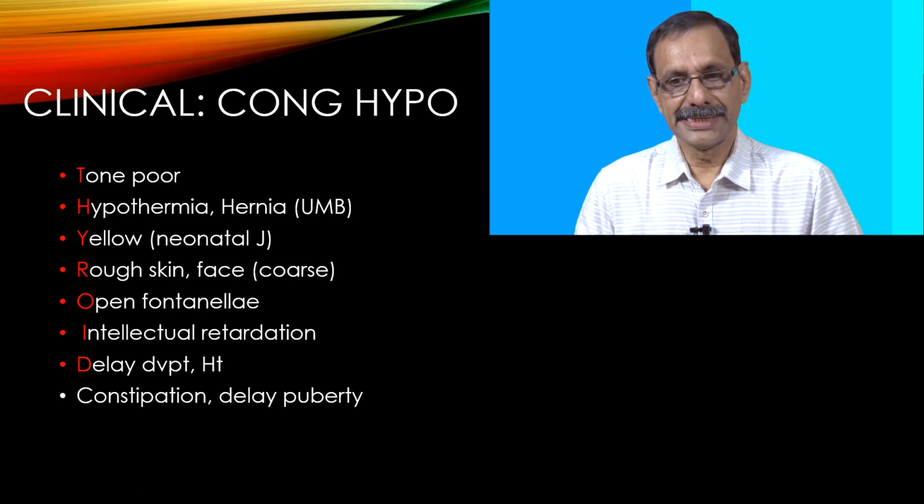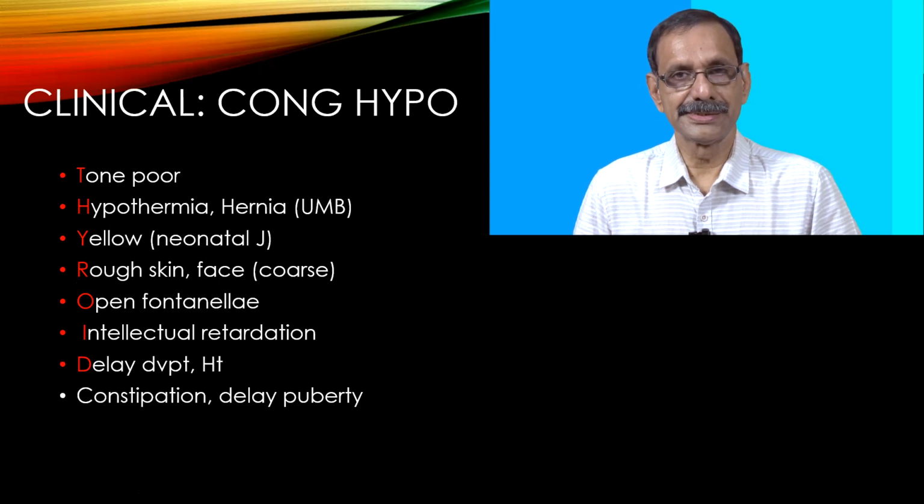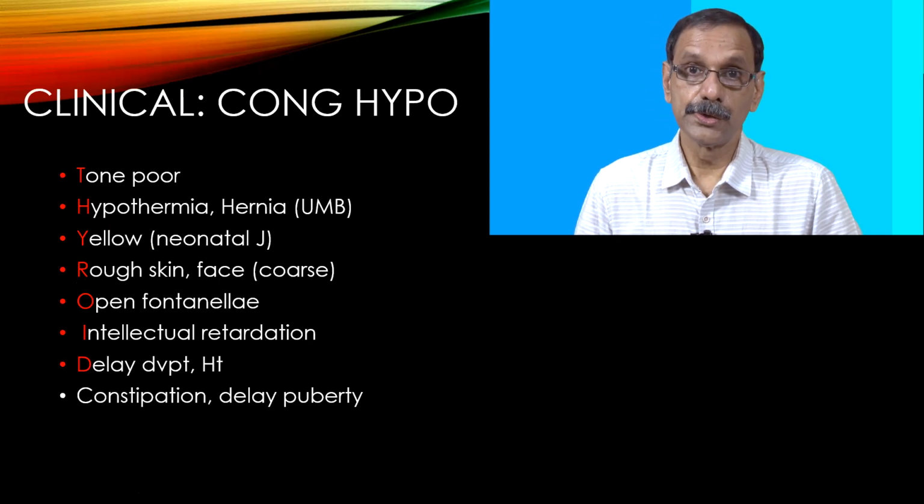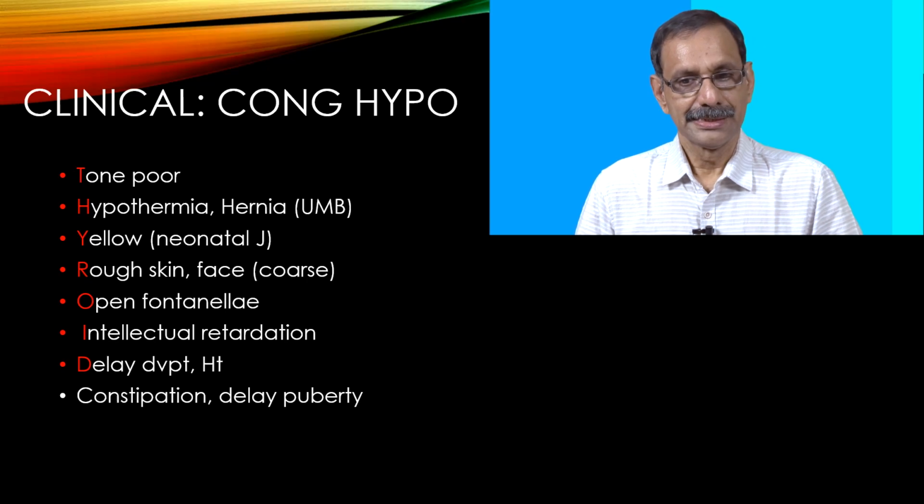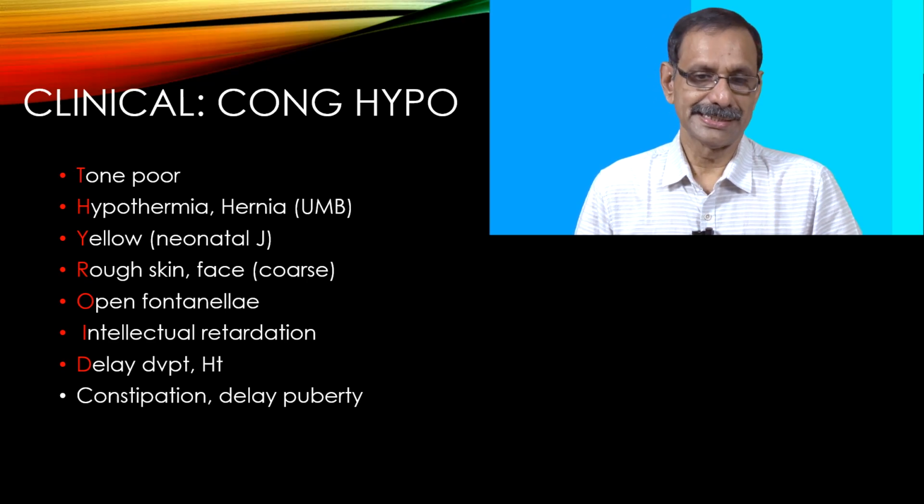Now what are the clinical signs of congenital hypothyroidism? As I said, most of the time congenital hypothyroidism will have no signs or symptoms. Why? Because T4 gets transferred transplacentally to the fetus. So as long as the mother is having normal thyroid, the baby is unlikely to have symptoms. Now if there are symptoms, what are they?